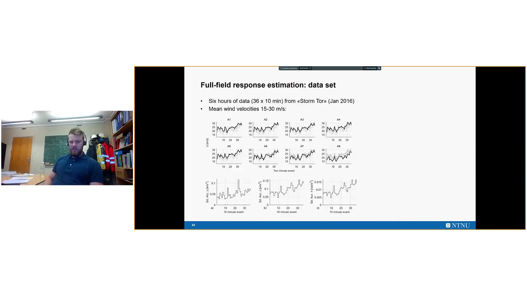So for the full field response estimation, in this case we have used a data set of 6 hours from a storm that occurred some 2 years ago. And in this case, the mean wind velocities ranged between 15 and 30 meters per second, which is quite strong.